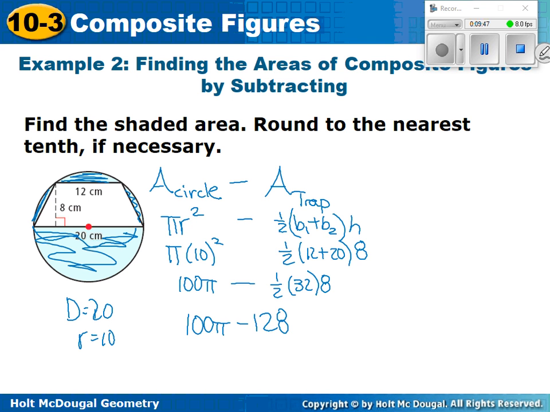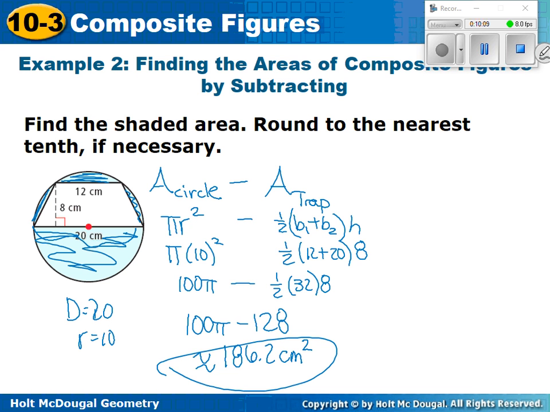Remember that you treat pi like an x. You cannot subtract 128 from a number that has an x with it. You can't subtract 128 from a number that has a pi with it. So you would leave it like this, but it does say to round. So when we plug that in and round, you should have ended up with 186.2, is that correct? Centimeters squared.